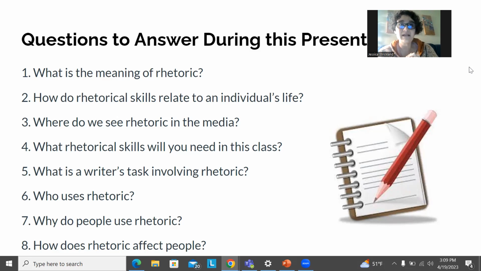Rhetoric affects people by influencing their actions, their thought processes, especially when it comes to critical thinking, whether or not they are using critical thinking skills. Remember, rhetoric is the foundation of critical thinking. You can say that, rhetoric is the foundation of critical thinking. That certainly affects people.